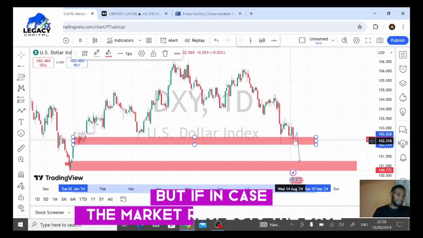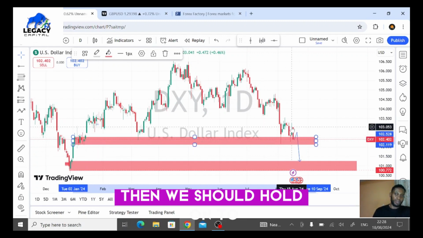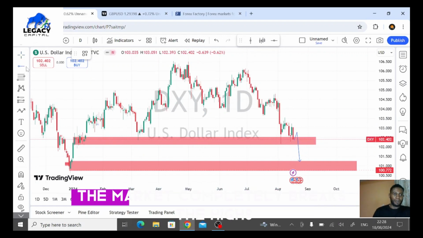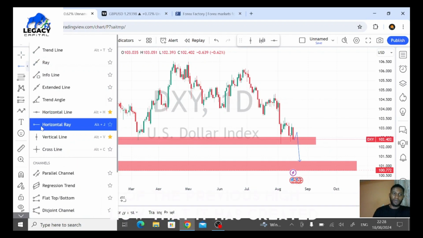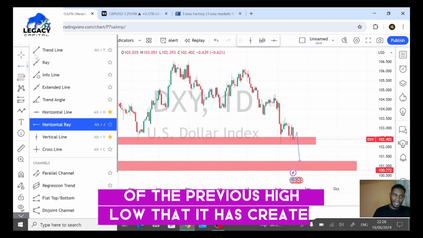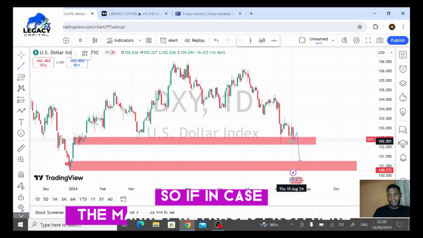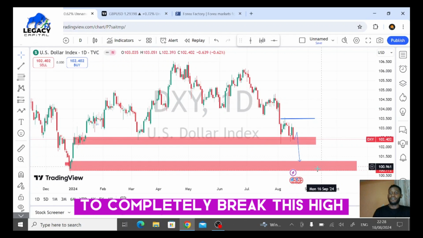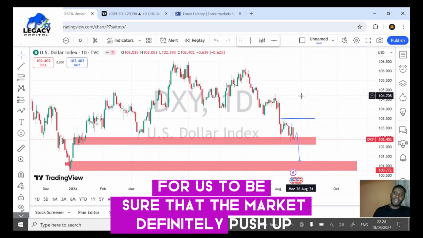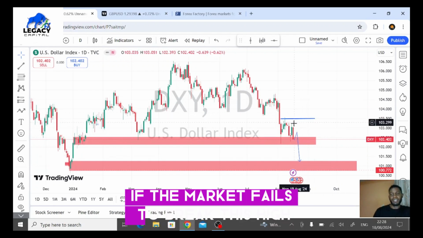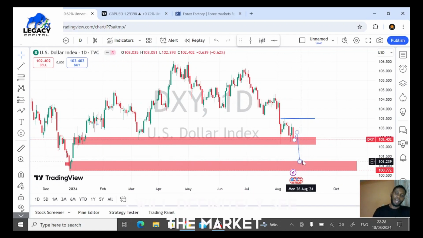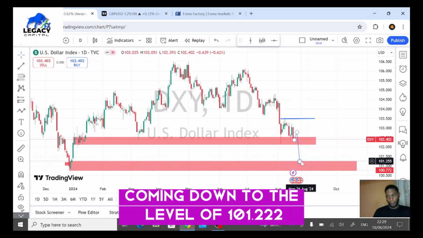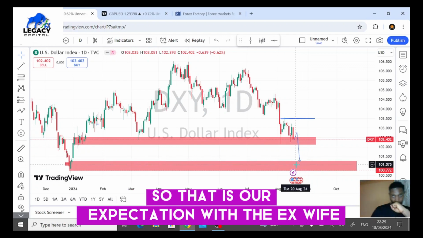But if in case the market respects the base, then we should wait first till the market completely breaks the high of the previous higher low that it has created. So if in case the market retraces from here, we should be expecting the market to completely break this high for us to be sure that the market will definitely push up. If the market fails to break this high, then we are still in a downtrend, and we'll definitely see the market coming down to the level of 101.222. So that is our expectation with DXY.